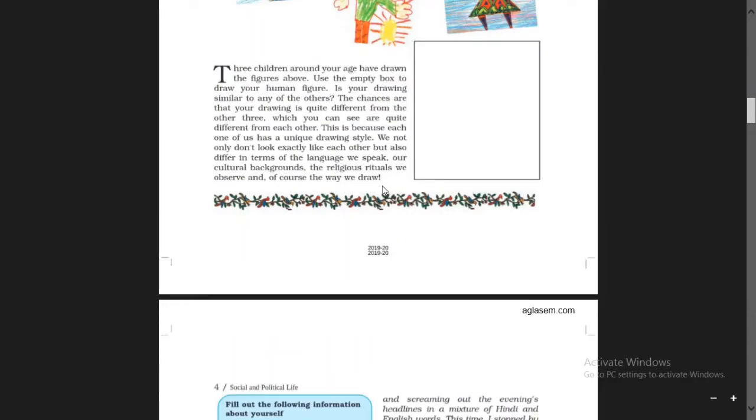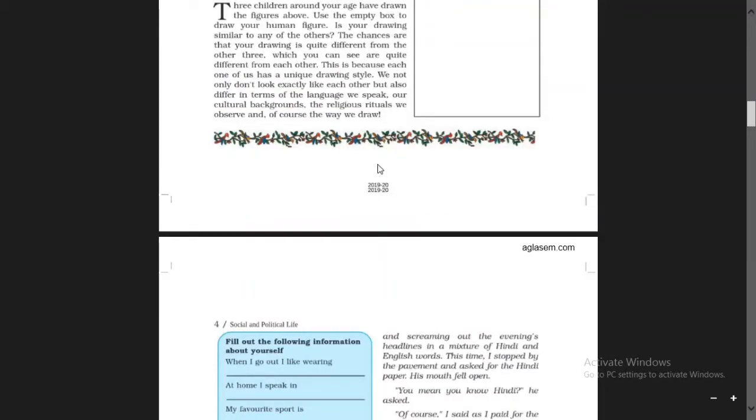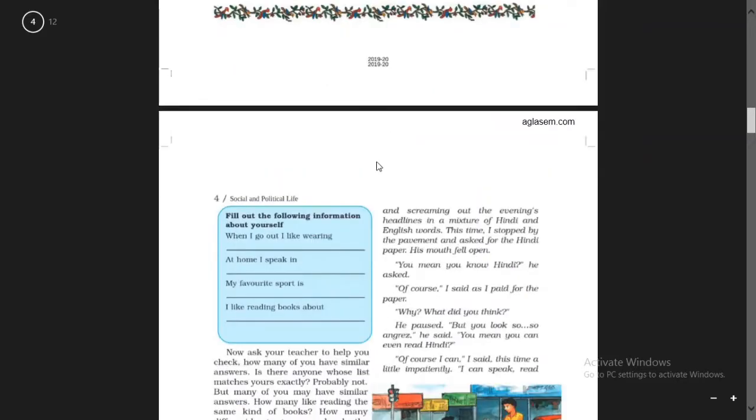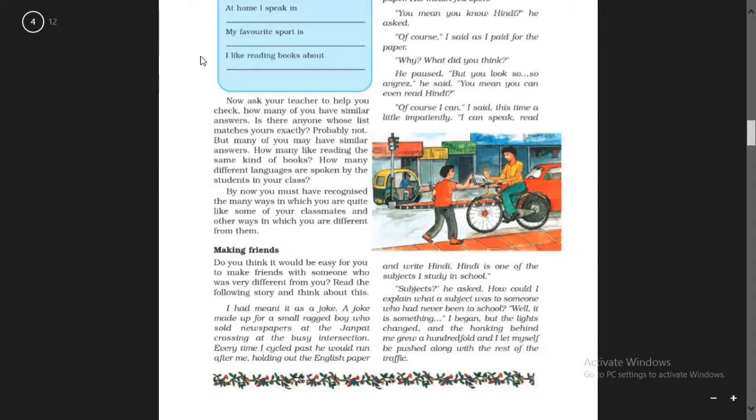So, if people of different castes and cultures are in the same class, automatically you will find their religious rituals also different, and of course the way we draw, the drawings we make, will also be quite different. Boys, let us turn the page and proceed to page number 4.